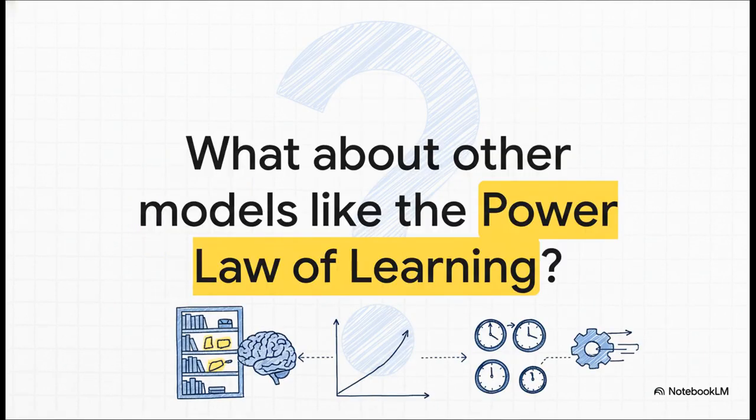It's a pretty wild idea when you think about it, right? That skill is really just a huge, incredibly fast memory system. Of course, this isn't the only theory out there on how we learn. And it kind of makes you wonder, if skill is just fast memory, how do other models, like the power law of learning, fit into our journey from total beginner to master? Definitely something to chew on.